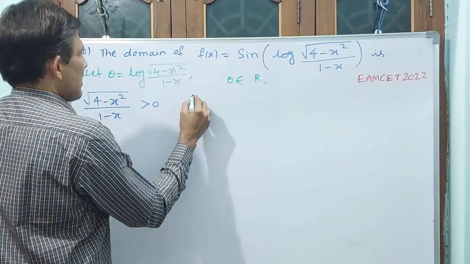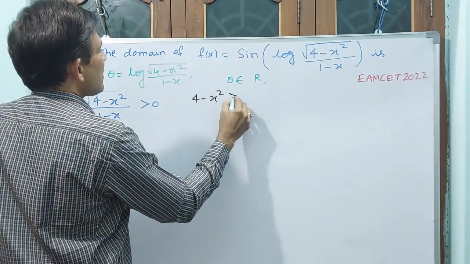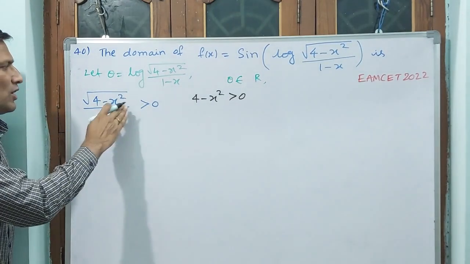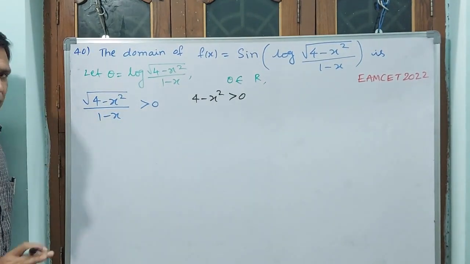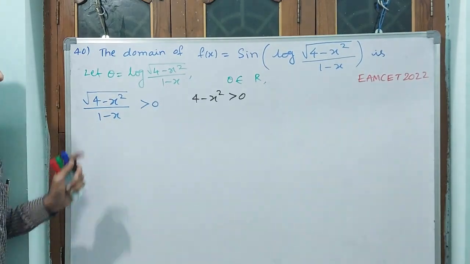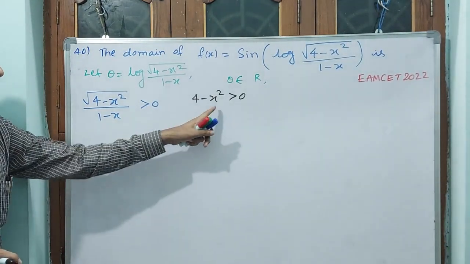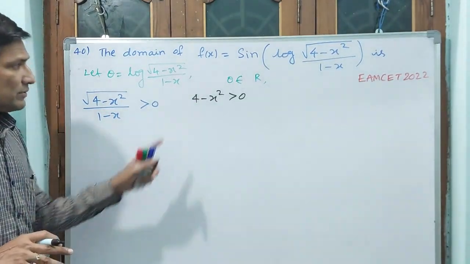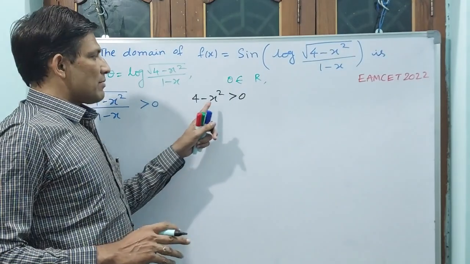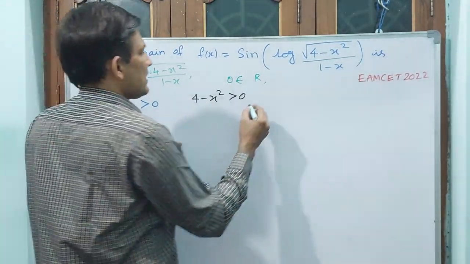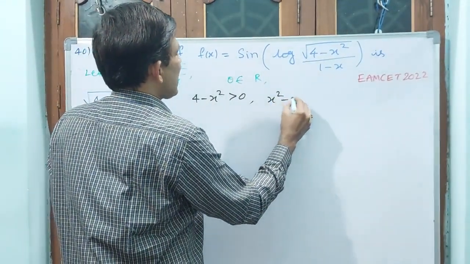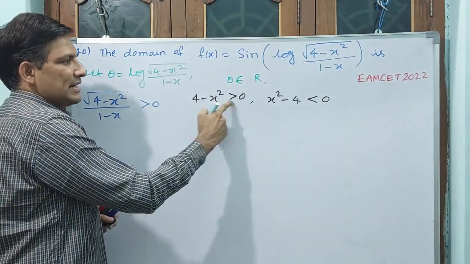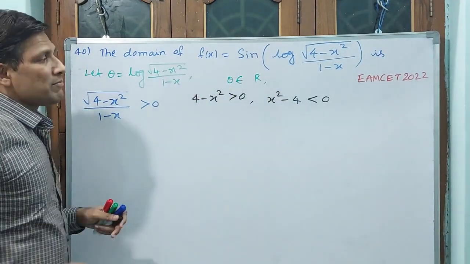Tackle one by one. You see what I am writing? 4 minus x square should be greater than 0. Is it okay? Definitely okay. Why? Because both numerator and denominator should be greater than 0. Equal to 0 is not acceptable. We have discussed it just now. 4 minus x square should be greater than 0. Okay. Now you tell me, 4 minus x square greater than 0. Shall I multiply with minus 1? Why? Because x square has got a minus here. Okay. If I multiply with minus 1, x square minus 4 should be less than 0. Is it okay? Minus 4 plus x square less than 0. Why? Because I have multiplied with minus 1.